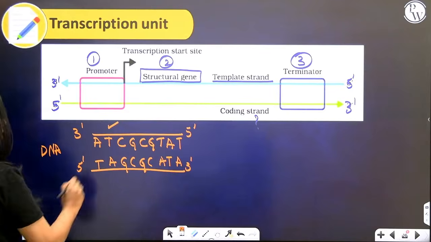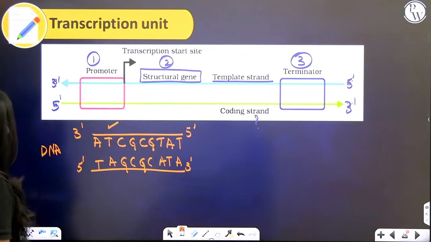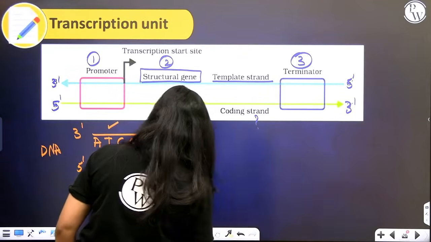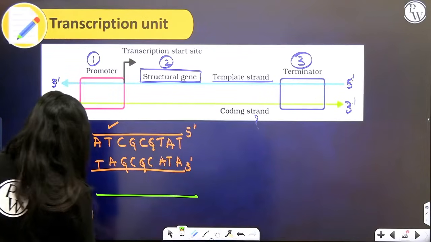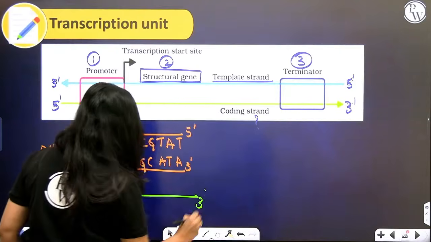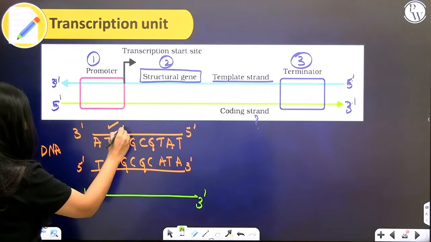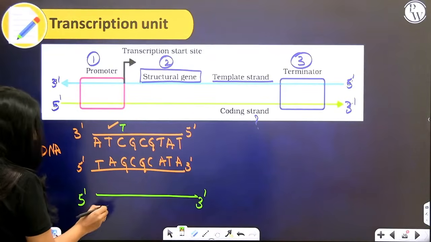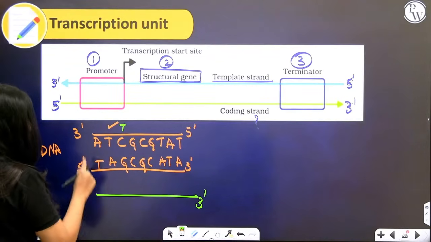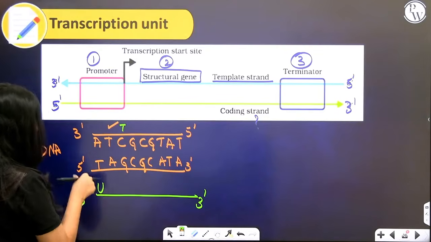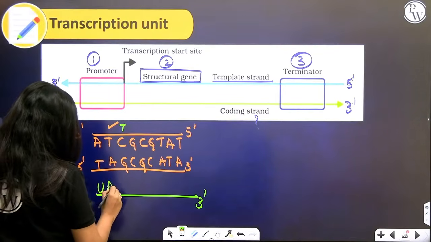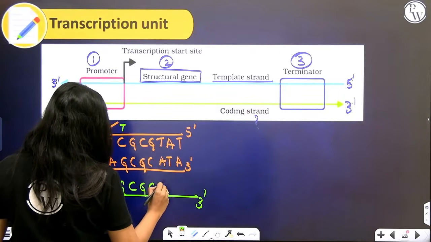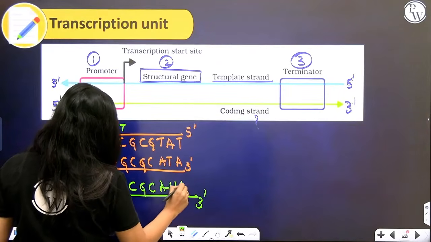So, complementary to this, a new strand is going to get synthesized. And that new strand will be of RNA. It will have 5' to 3' polarity because the template is 3' to 5'. Complementary to A, it cannot add a T. So, instead it will add a U nucleotide. Complementary to T, it can add an A. You will have G, C, G, C, A, U, A.